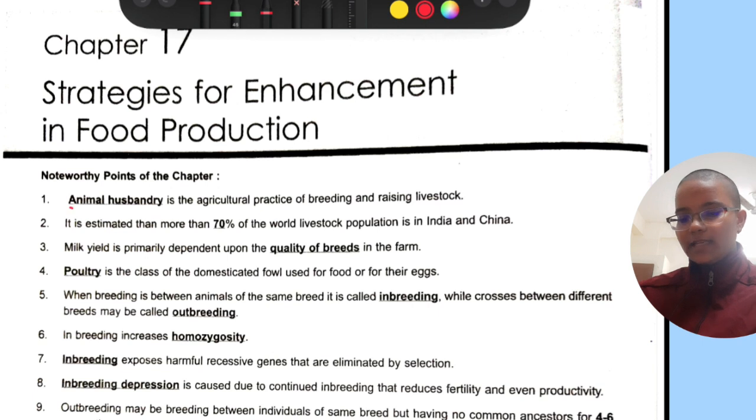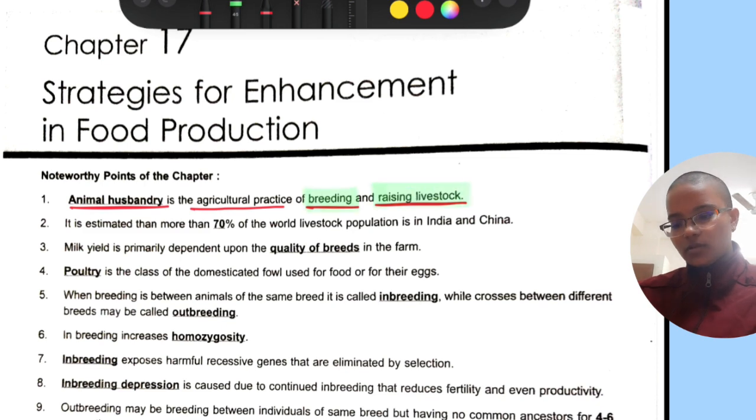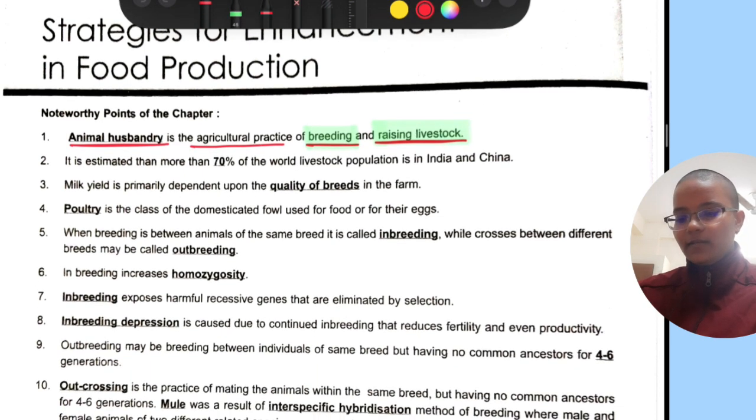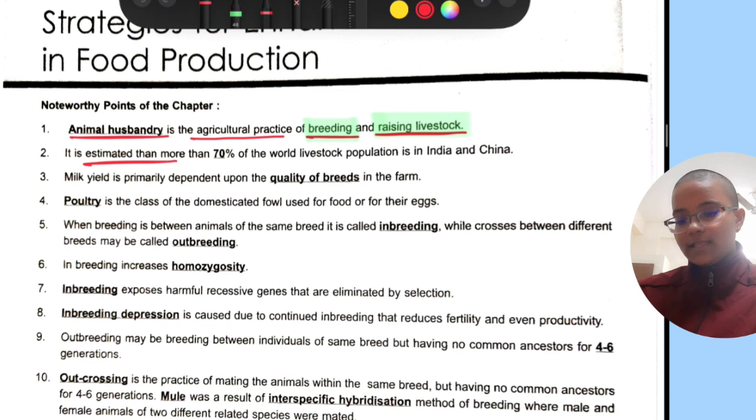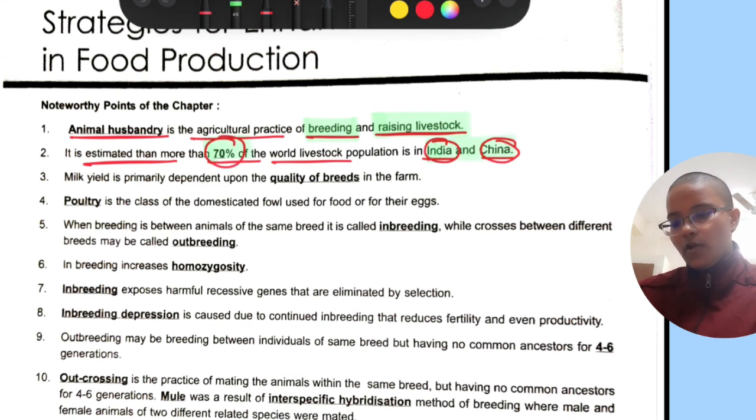Animal husbandry is the agricultural practice of breeding and raising livestock. It is estimated that more than 70% of the world's livestock population is in India and China. Milk yield is primarily dependent upon the quality of breeds in the farm.